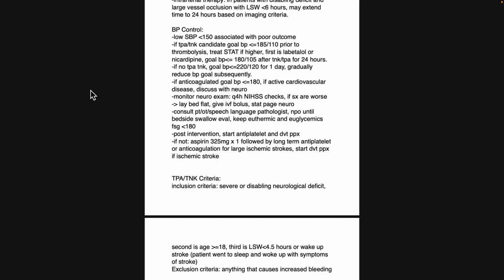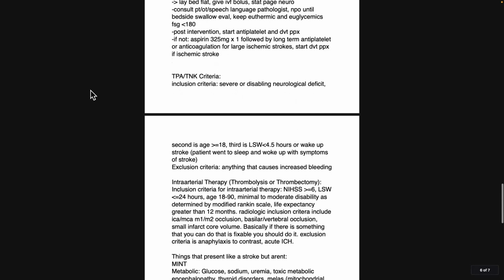And next thing is post-intervention, you want to start antiplatelet and DVT prophylaxis. What is this? This is basically aspirin 325 milligrams followed by long-term antiplatelet or anticoagulation for large ischemic strokes. You start DVT prophylaxis if it's ischemic stroke. So this also includes clopidogrel. This includes heparin drip, and apixaban, rivaroxaban. Correct me if I'm wrong, but I think that's what you do.